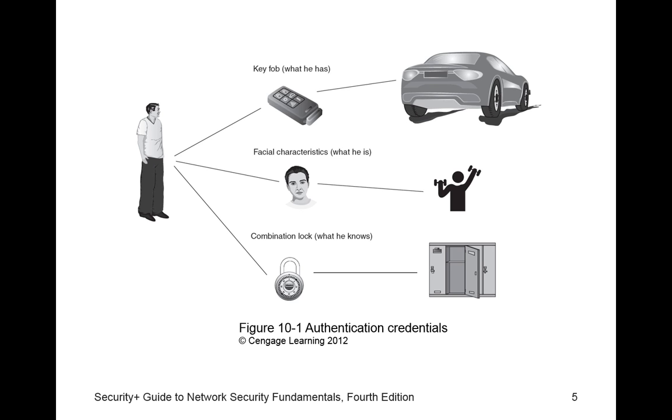So, let's talk a little bit more on authentication credentials. You have to have your code to get into the locker, right? You have to have the biometrics, the facial recognition, to maybe get into a gym. Thumbprint, key fob will get you into your car, get you into buildings.